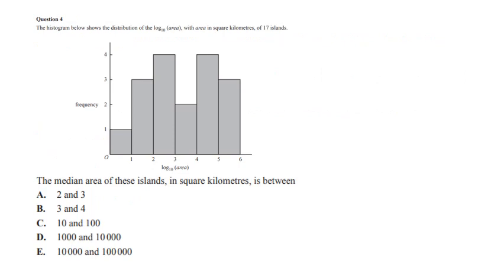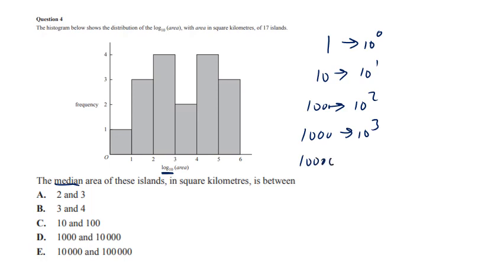Okay, now here's a classic trick because they're asking you to find the median, but they've also used log 10. Let's just have a quick talk about logs. So if I have the number 1, I can write that as 10 to the power 0. And 10 is 10 to the power 1, 100 is 10 to the power 2, 1,000 is 10 to the power 3, and 10,000 is 10 to the power 4, and 100,000 is 10 to the power 5, and a million is 10 to the power 6.